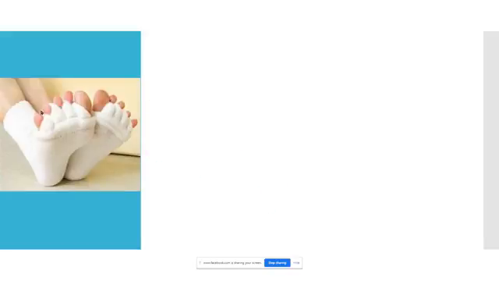Hey, who wouldn't want these socks right there, man? Those look comfy. That would definitely help with the bunions, right?